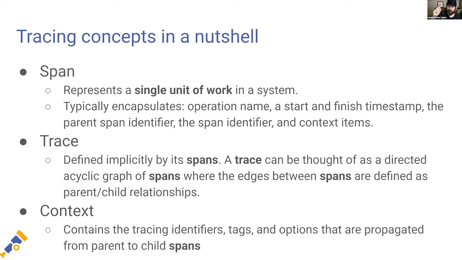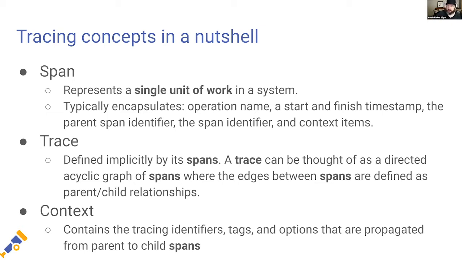The edges of these graph nodes, these spans, form parent and child relationships between work being done as part of the trace. There's also a concept of asynchronous work, right? So I can have multiple children with the same parent, or I can have multiple operations that aren't necessarily dependent on each other. And tracing systems will display these different ways to indicate the type of work being performed.